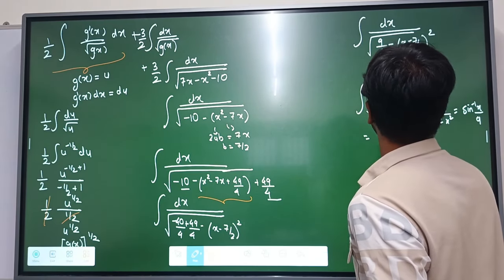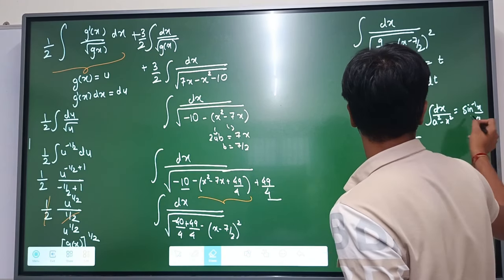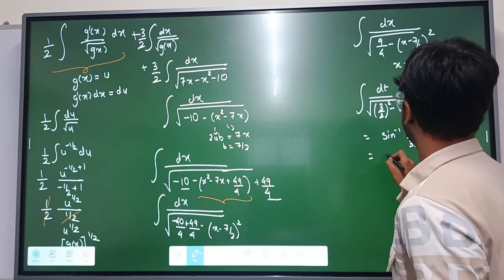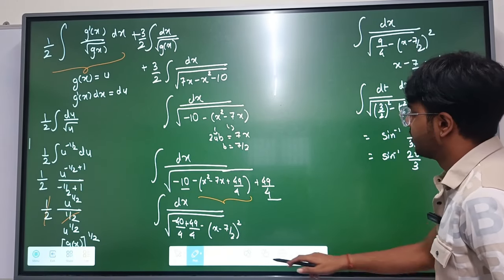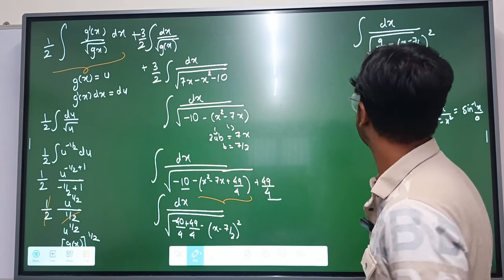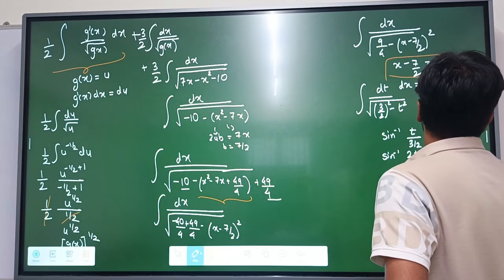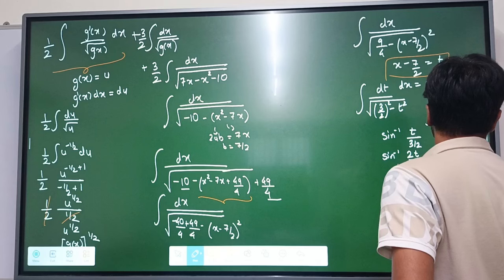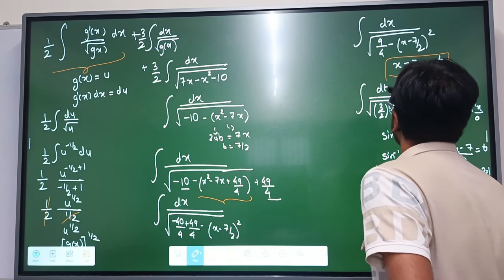So this will be equal to sine inverse of t divided by, what is a? This is a over here. What is a? A was 3 by 2, t divided by 3 by 2. So sine inverse 2t by 3. What was t here? T is x minus 7 by 2. So 2x minus 7 by 2 is t. So 2x minus 7 is 2t. So what do I get over here? Sine inverse 2x minus 7 by 3.